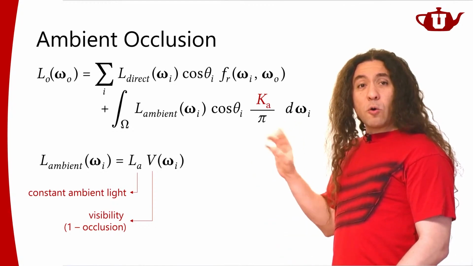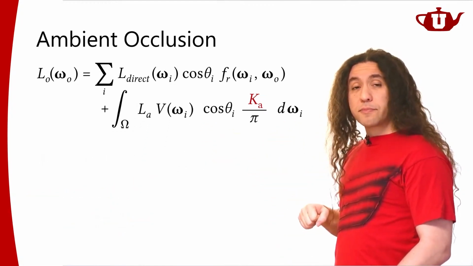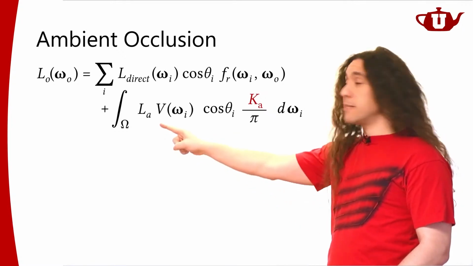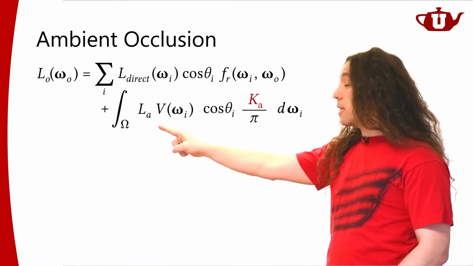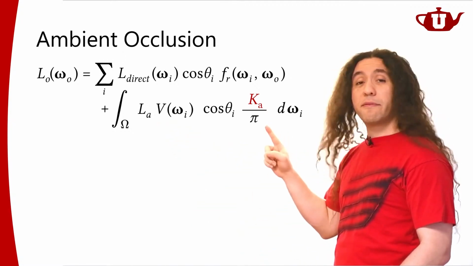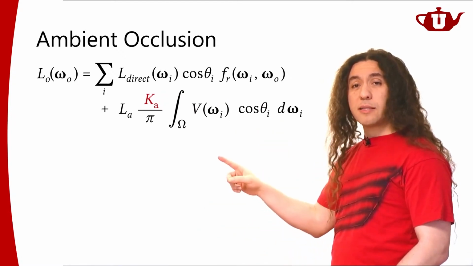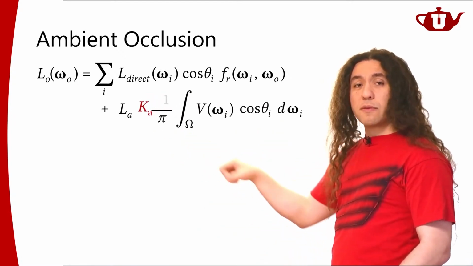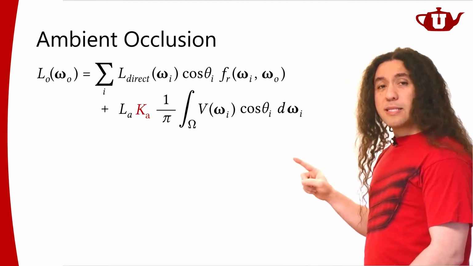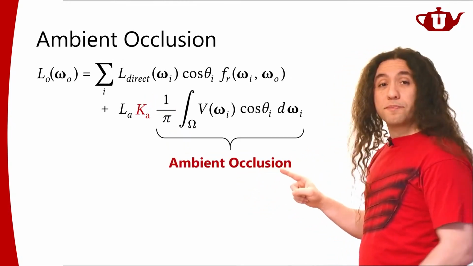Okay, so if I take this equation and just put it up here, I get this term. Obviously, this is constant ambient light, so that's going to get out of the equation. And I also have constant BRDF. That's also going to get out of the equation. So this is what I've got. I'm just going to move this pi over here. All right, so this whole thing is going to be my ambient occlusion term.